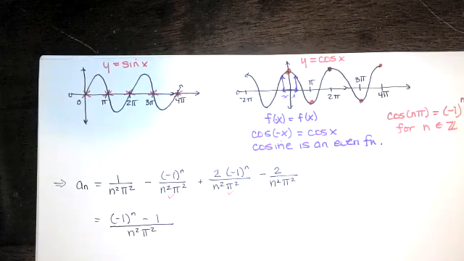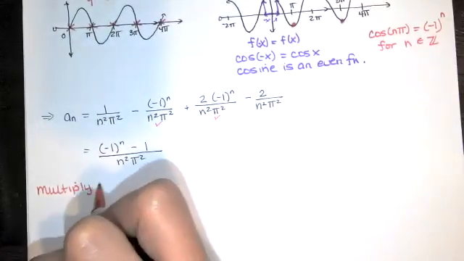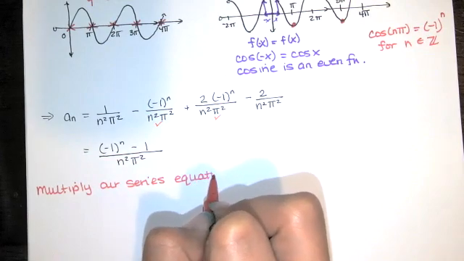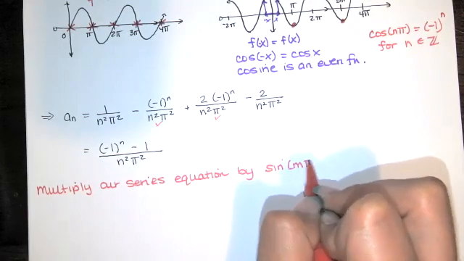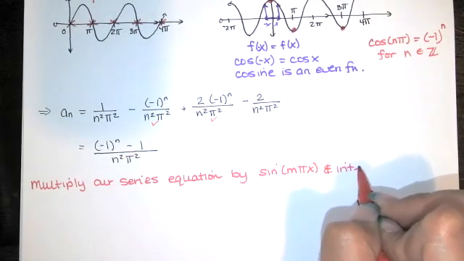All right, I think we're almost done. We have our a sub 0 and our a sub n. Now we need to find our b sub n. On b sub n, we're going to multiply our series equation by sine of m pi x over L, where L is equal to 1, and integrate from -L to L.